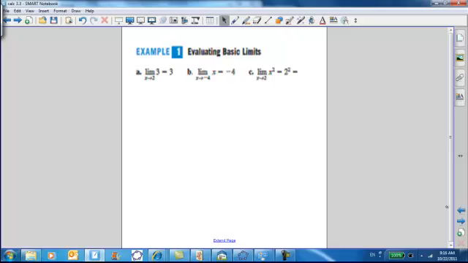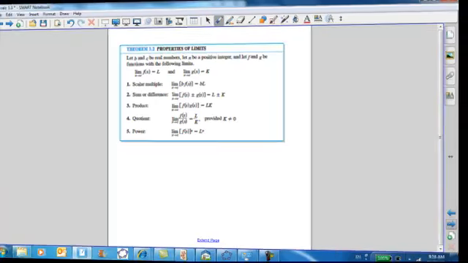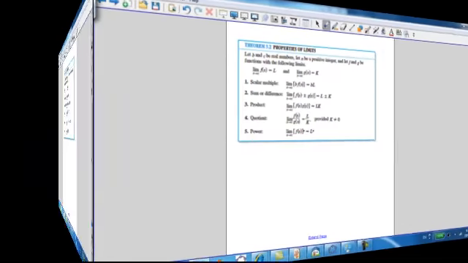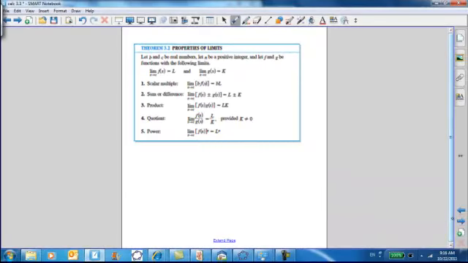So let's evaluate some of these basic limits here. What's the limit as x goes to 2 of 3? Well, it's just 3. The limit as x goes to negative 4 of x will just be negative 4. And the limit as x goes to 2 of x squared is just 2 squared, which is 4. Plug in and chug in here.